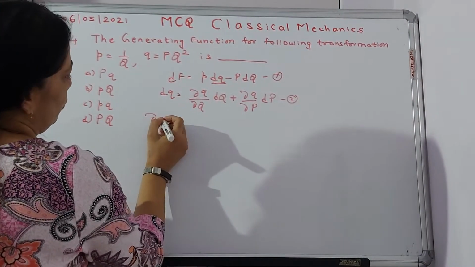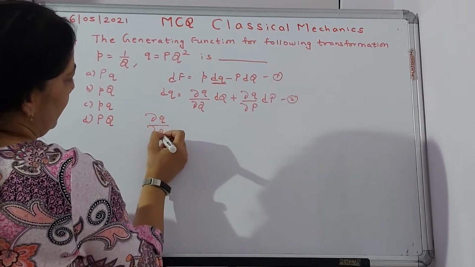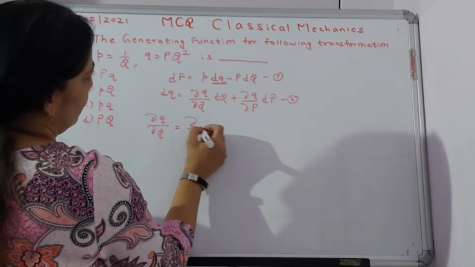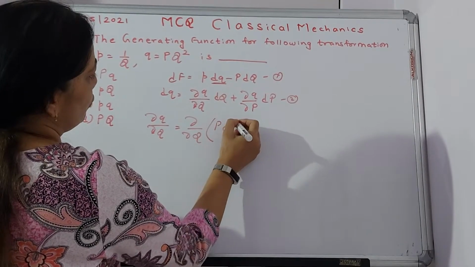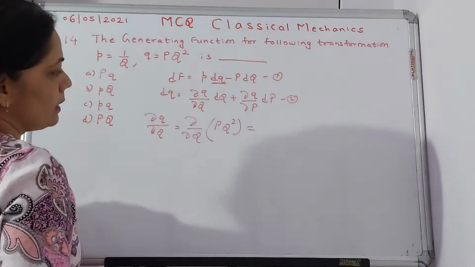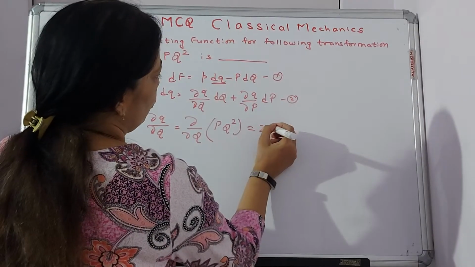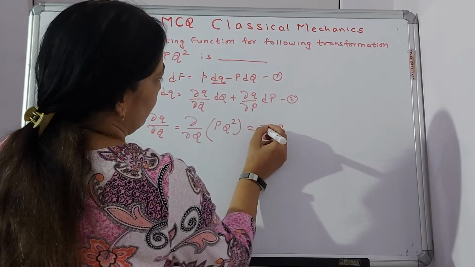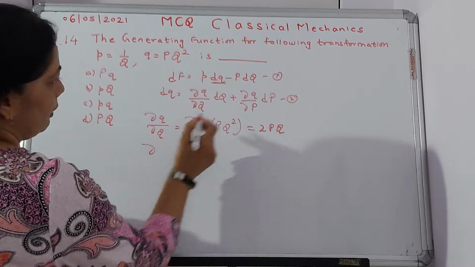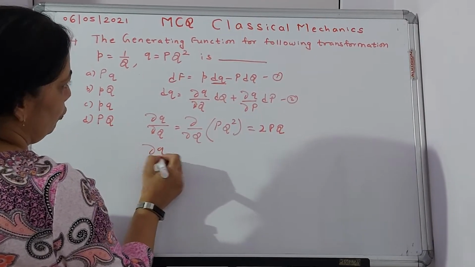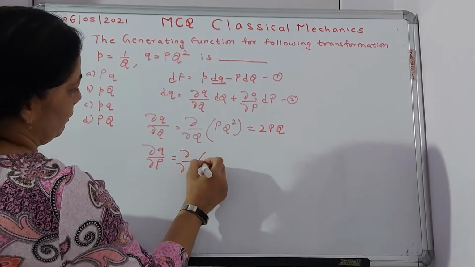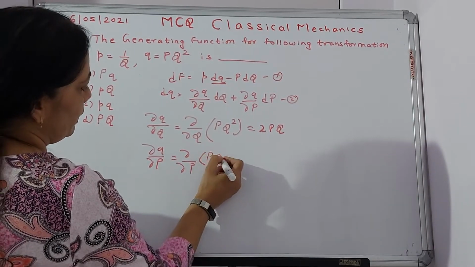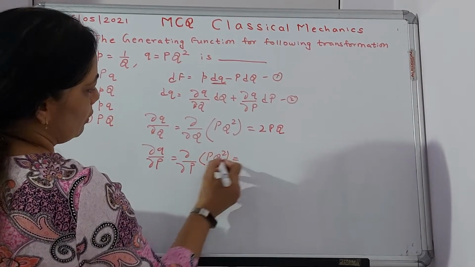Then find out this. ∂q/∂Q will be, how much is q? It is PQ square. So what will be the answer? It will be 2PQ. Right? What is the next thing you have to find? ∂q/∂P. So this should be how much? How much is q? PQ square. So what is the answer over here?